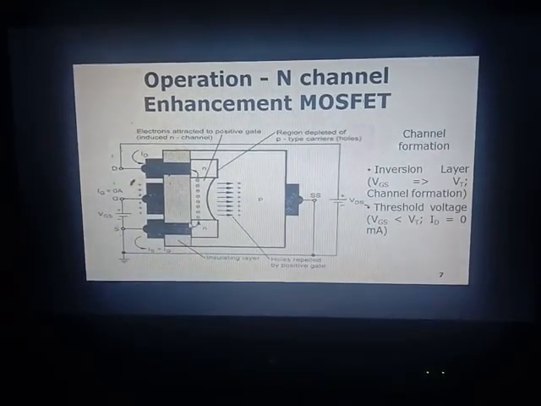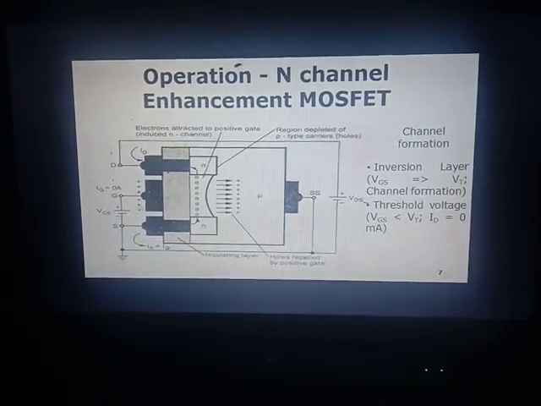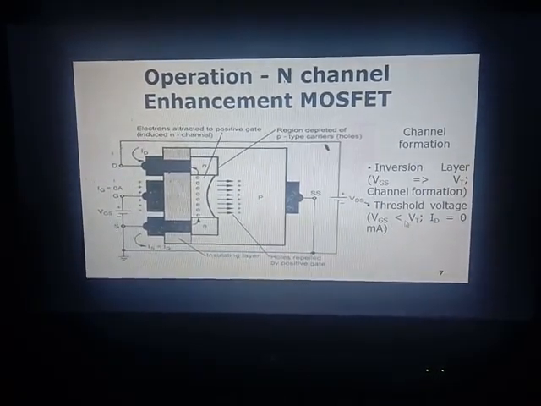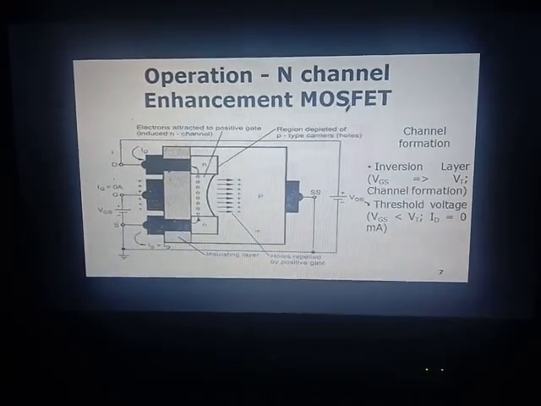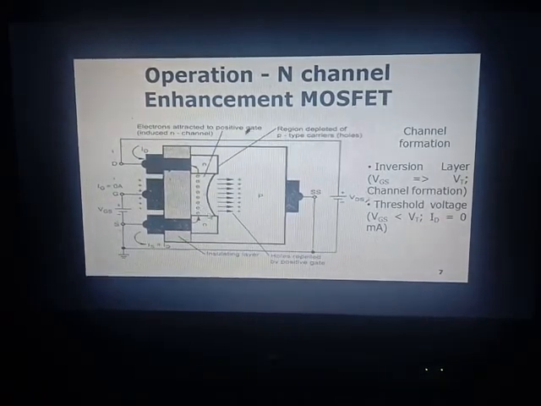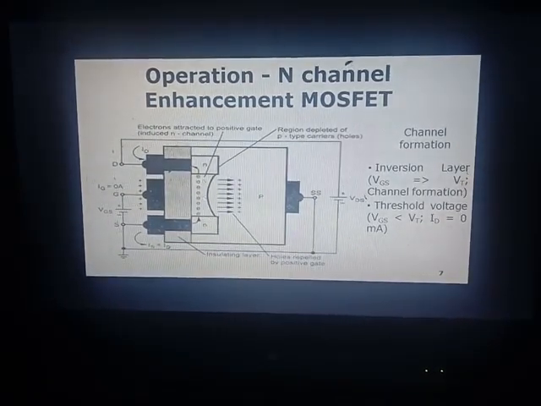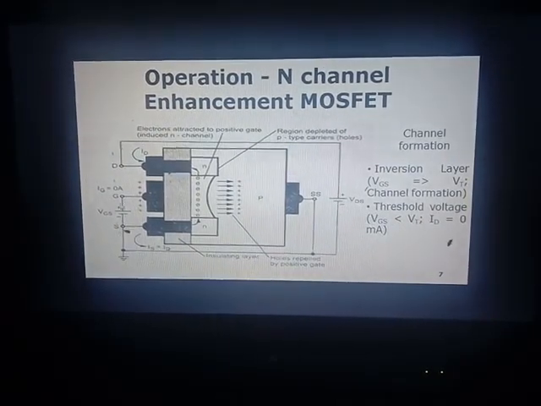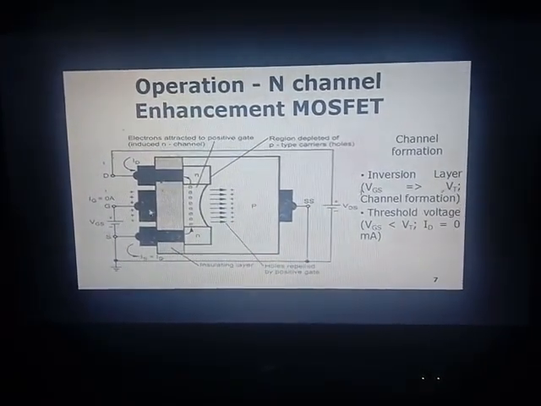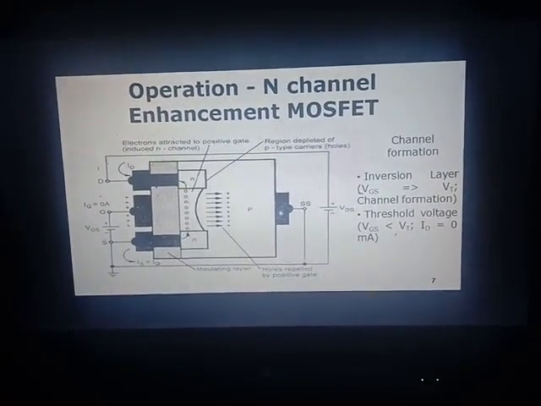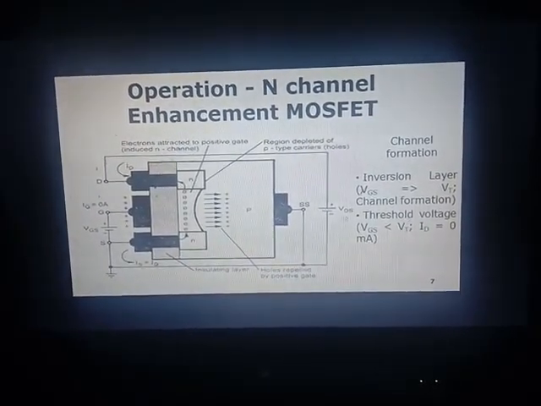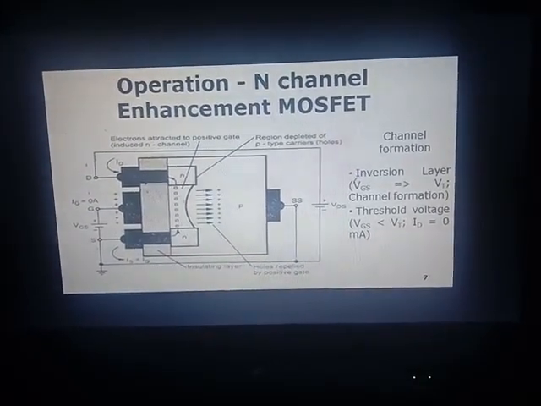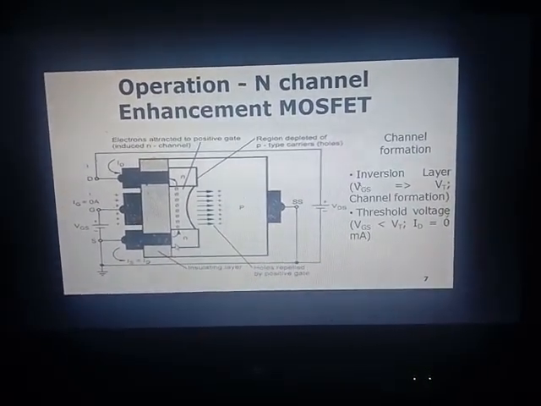The important concept here is, when VGS is less than the threshold voltage, even though we apply the drain to source voltage, there will not be any current flow because we do not have any channel, or any inversion layer. When VGS is equal to or greater than the threshold voltage, there will be a channel between source and drain. Then if we apply VDS, there will be current flow between source and drain. That current is termed drain current.